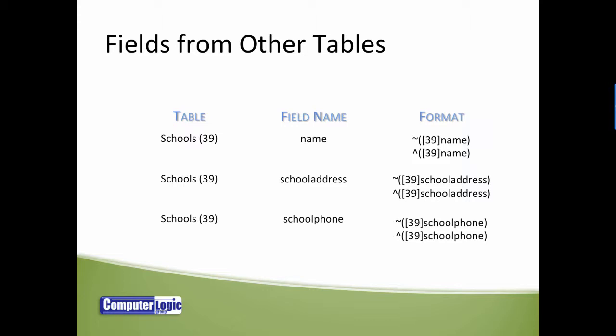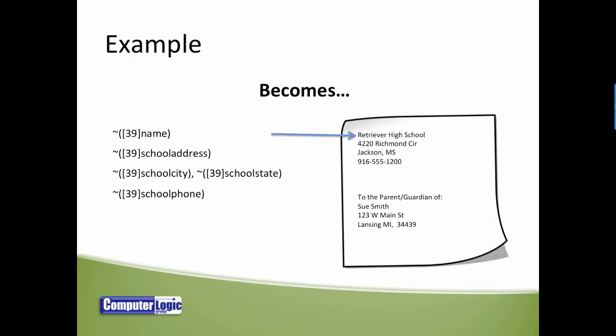school name. Now the advantage of using this will allow you, if you have multiple schools, to use the same report irrespective of what school you're printing it for. So the elementary school will print out the elementary school name, and the high school will print out the high school name. So I always recommend that if you have the opportunity to use the codes, then you aren't creating multiple reports. So in this example, I'm pulling tilde, parentheses, square bracket 39, name, and it's giving me Retriever High School. Same thing with the address, the school city, school state, and school phone.